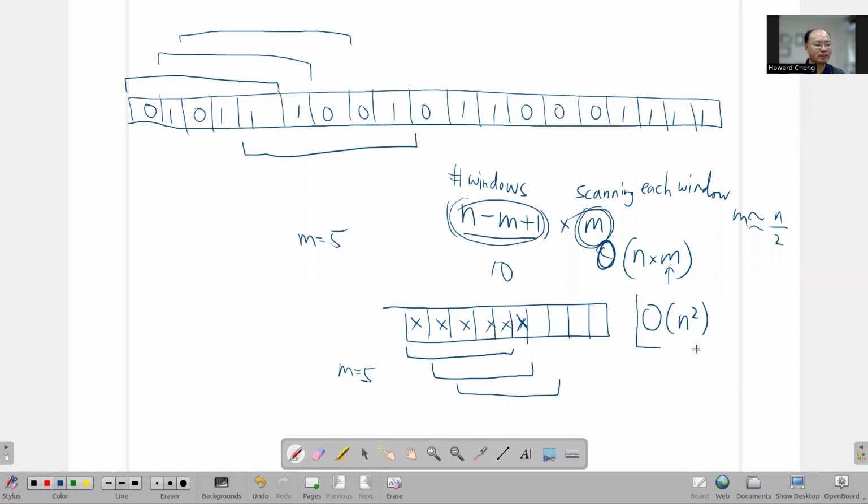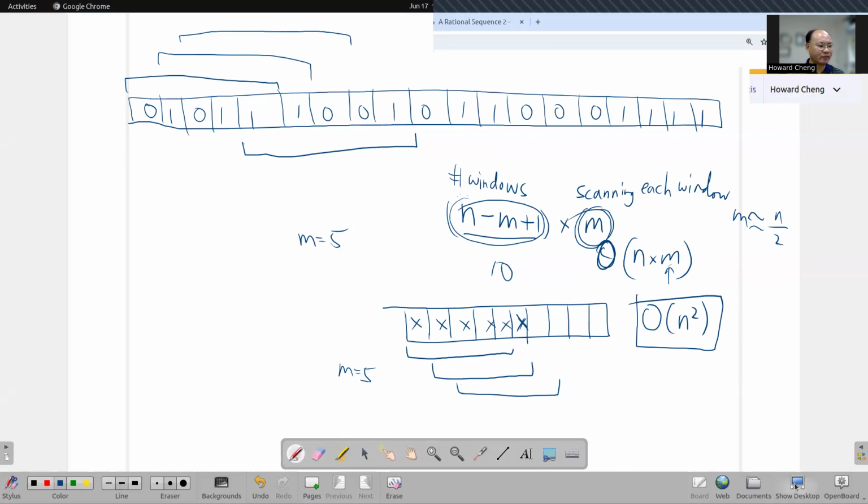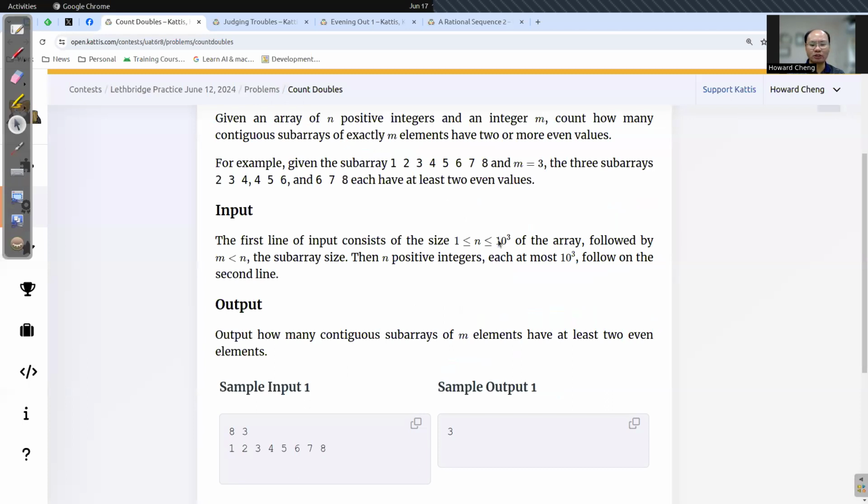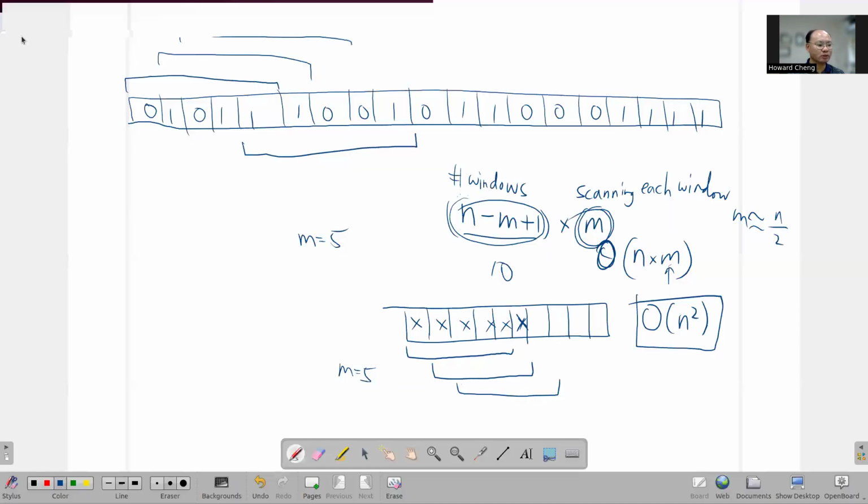So the main point is, if you do it the usual way, try all windows, where each window scans m steps and asks, is it bigger than or equal to 2 ones? And if so, count that. That would be n squared time. And if n is 1,000, then n squared is 1,000,000, so actually that's good enough, even if you do the most obvious way, just to loop through.